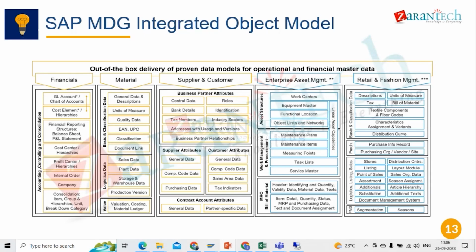Here you can see the material master. In the material master, we are going to discuss three topics: value, logistic data, and basic and classification data. In basic and classification data, you can see general data and description. From there, where you create your materials, you maintain your material number and material description.